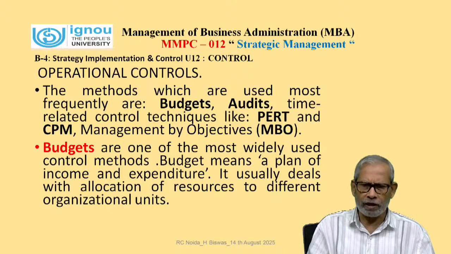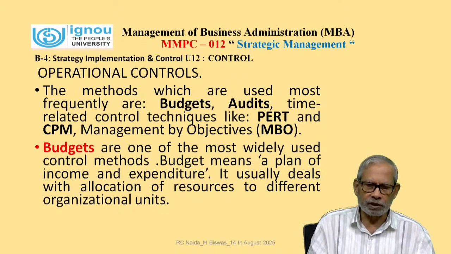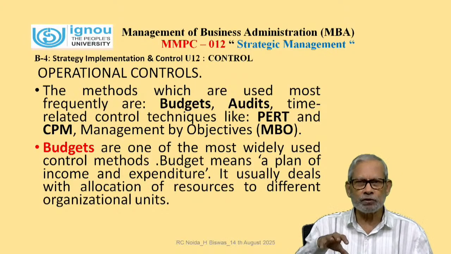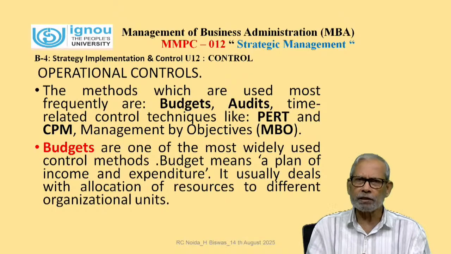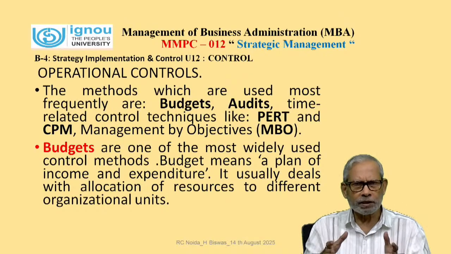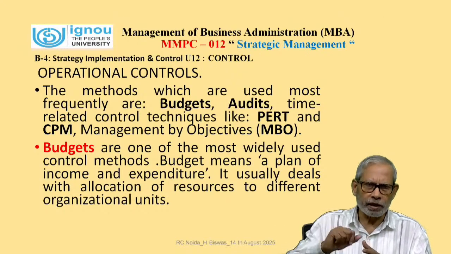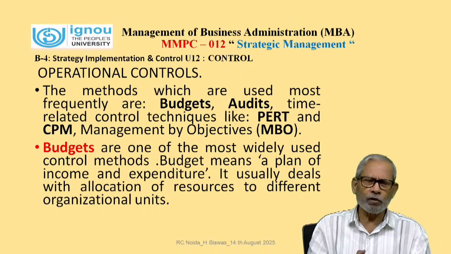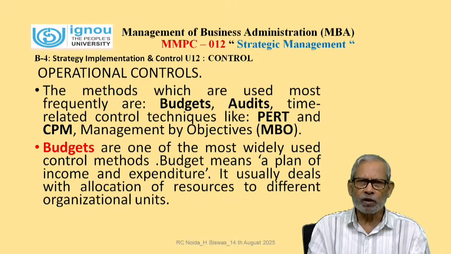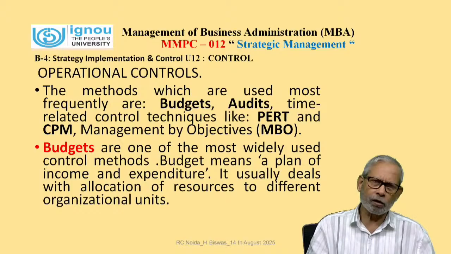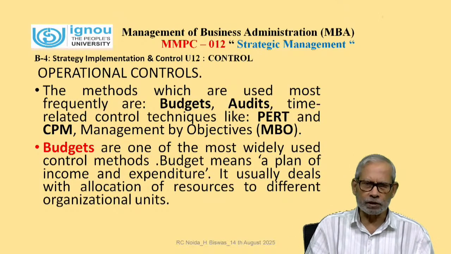Budgets are one of the most widely used control methods, because a budget means a plan of income and expenditures. What are the incomes? What are the expenditures? That can be balanced basically. It usually deals with the allocation of resources. Basically, what funding resources are there, and you have to allocate them. In resource budgeting, this part is required, this part is not required. There are different organization units, and you have to allocate your resources in a very smooth way and utilize them judiciously.